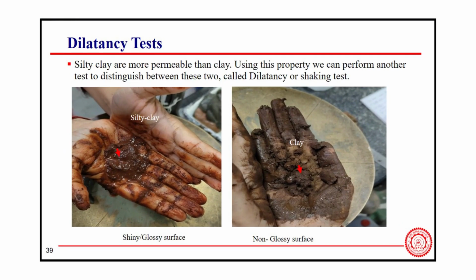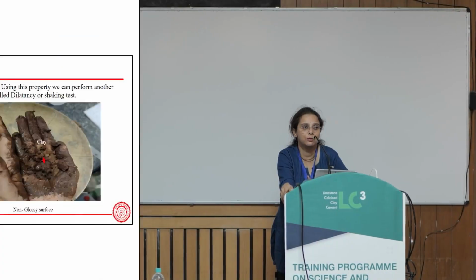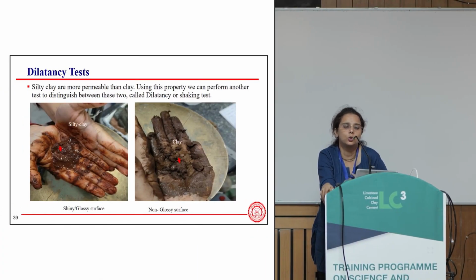The dilatancy test is also an important test. Silt is permeable in nature, so when we pour water on silt, it gives a glossy texture. But when we do the same with clay mineral, it absorbs the water. These are simple tests which can be performed in the field to differentiate between agricultural soil as well as clay soil.